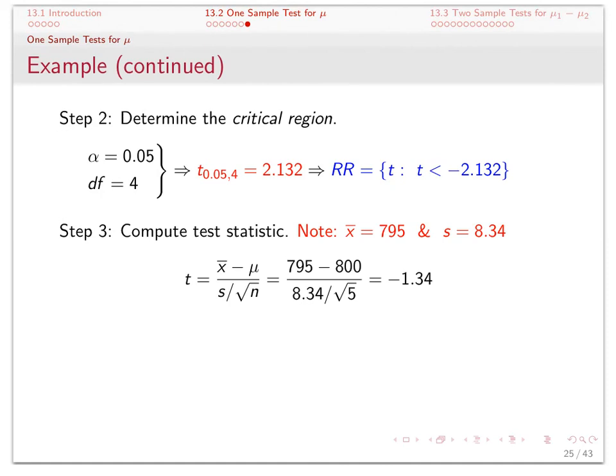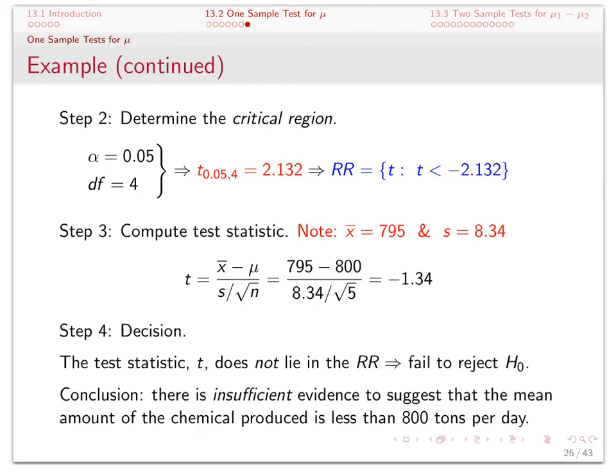To compute our test statistic, the first thing that we have to notice is that we were just given data. As such, we need to find the sample mean and we need to find the sample standard deviation. Using a calculator, we get that x bar is 795 and s is 8.34. So then we're going to compute our t-score, so we'll take our mean of 795, we'll subtract the mu, which is given to us by our assumption in the null hypothesis that mu is equal to 800, then we'll divide by our standard deviation of 8.34 over the square root of the sample size, which is 5. And we'll get a t-score of negative 1.34.